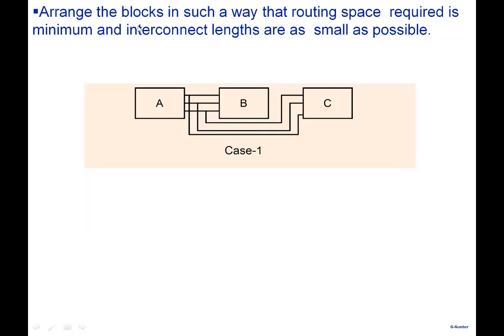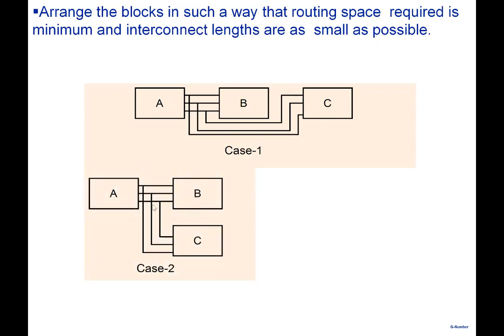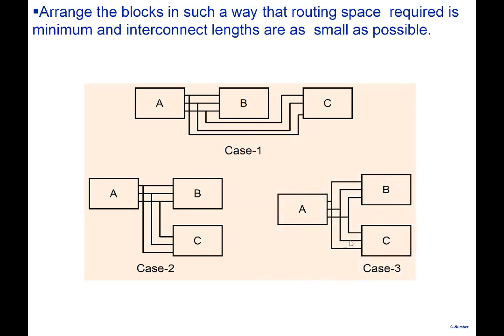Again, it's the same picture. Arrange the blocks in such a way that the routing space required and the interconnect length are minimum. Many times you cannot connect them right next to each other, adjacent to each other. So if I have blocks A, B, C, you don't connect them like this. Some of these things are common sense. This is a little better, but perhaps this is better. So you arrange your blocks A, B, C in such a manner that the interconnect lengths are minimized, the unused spaces are minimized, and all that.